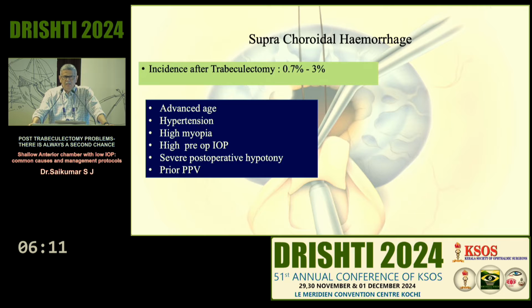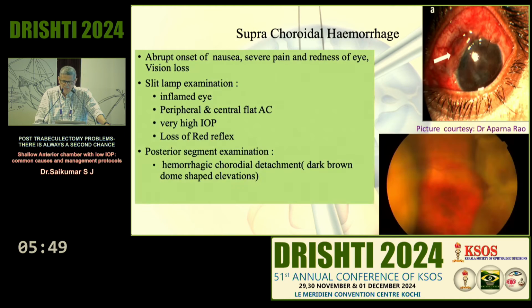Late suprachoroidal hemorrhage is not at all common. This is what the literature says, but we haven't seen that many cases in clinical practice at least. And the risk factors obviously are uncontrolled hypertension, very elderly people, myopes, when the intraocular pressure is very high, and previously vitrectomized eyes. And there is abrupt onset of nausea, severe pain. You have an inflamed eye with a lot of redness with a loss of red reflex, very high intraocular pressure.